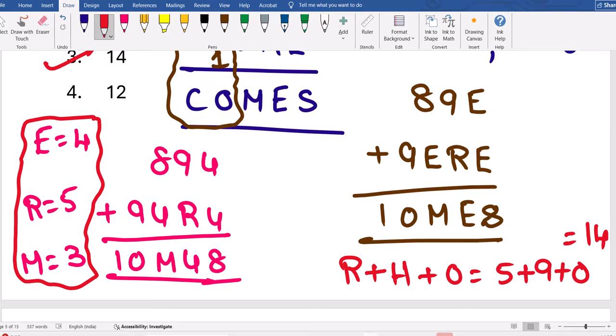Why can't the E value be 9? 9 is already given for H. The basic condition is that each letter should take a unique, different value. Once 9 is assigned to some letter, I cannot take the same value for another letter. Every letter should take different values.